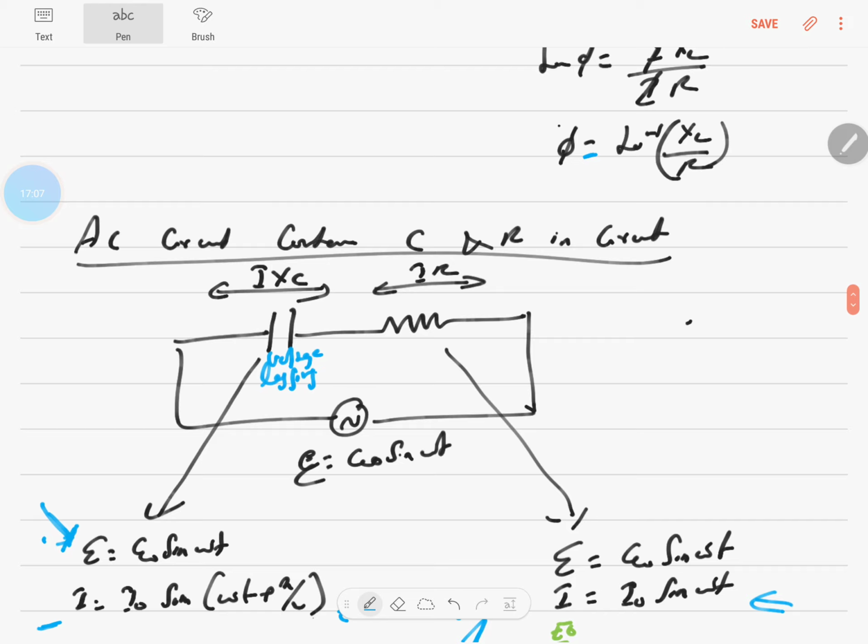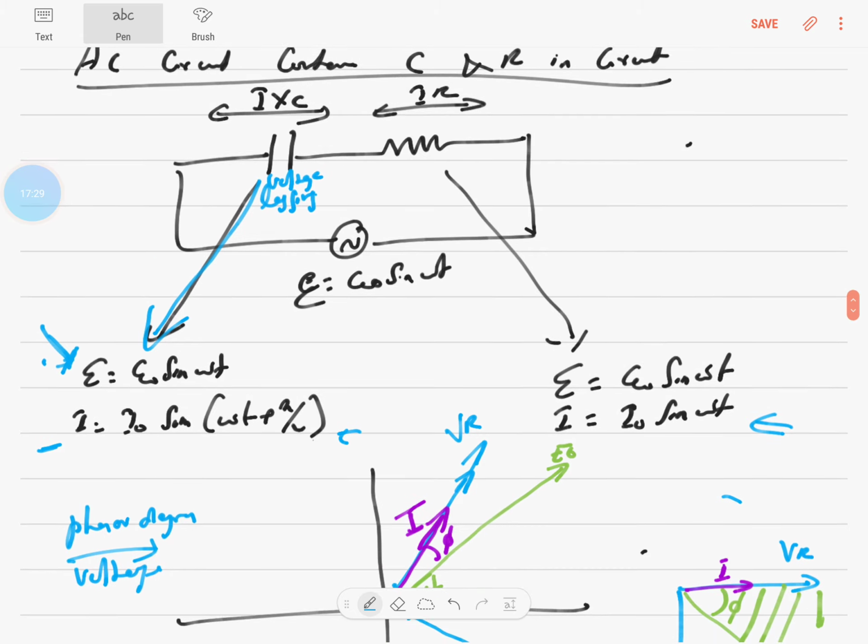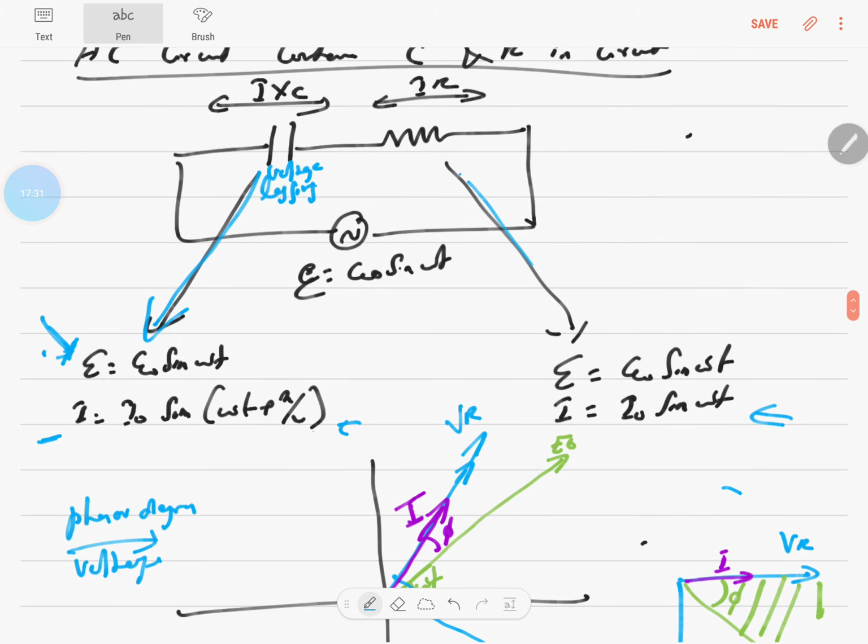What happens when you have an AC circuit with a capacitor and a resistor? The voltage gets split between the capacitor and the resistor. You write what is happening in a purely capacitive circuit: current is ahead. So you start with E is equal to E naught sin omega t, and write I is equal to I naught sin omega t plus pi by 2. And for purely resistive, both of them are in phase. That's what I've written on the right side.